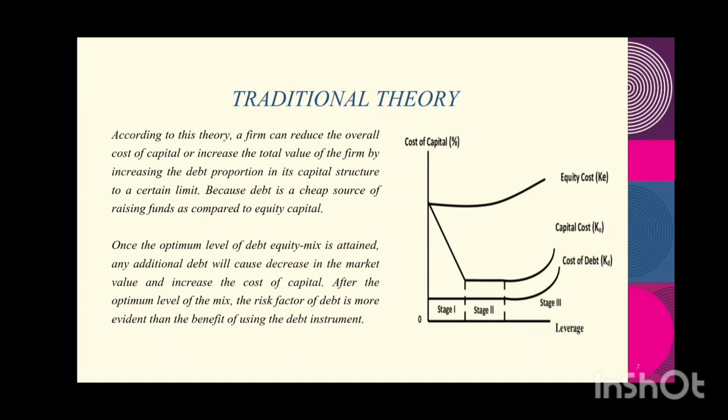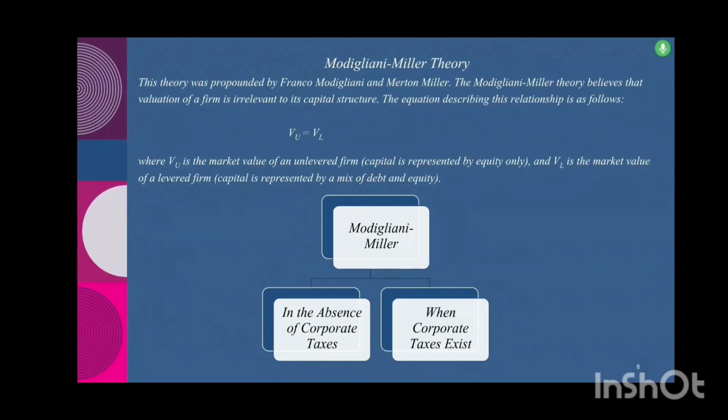So overall cost of capital decreases up to a certain point, then remains constant, and beyond a certain point it starts increasing. Our next theory is Modigliani and Miller approach. This theory was propounded by Modigliani and Miller, and it also supports the irrelevant theory. According to this theory, cost of capital is not affected by the value of firm.